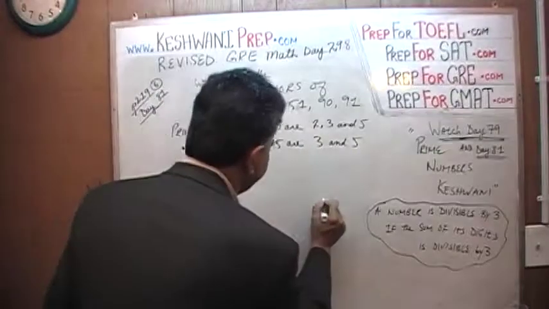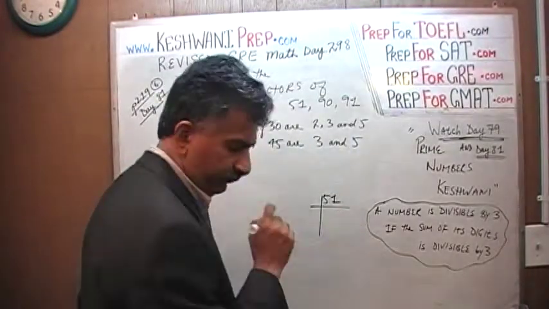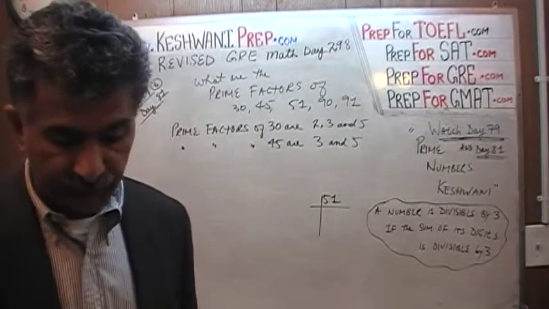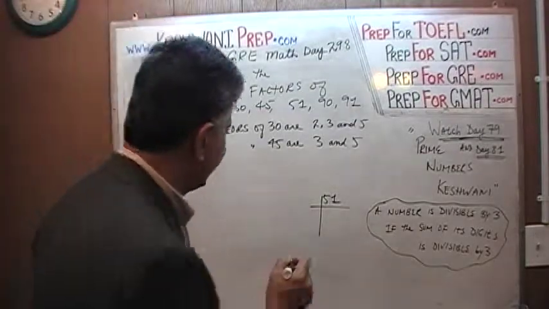Next one is 51. Again, 51. The sum of the digits is 6. Therefore, it can be divided by 3.